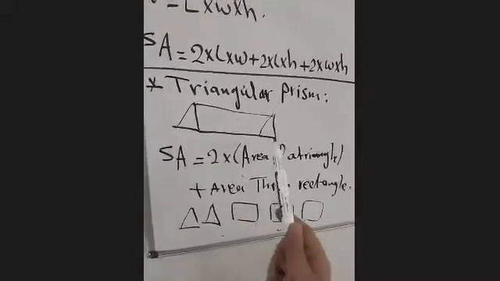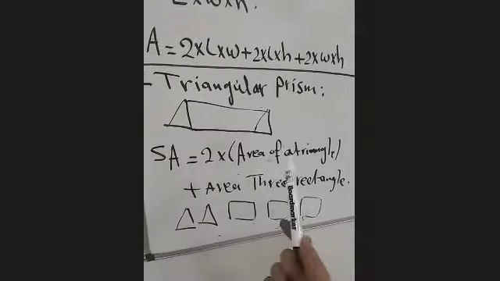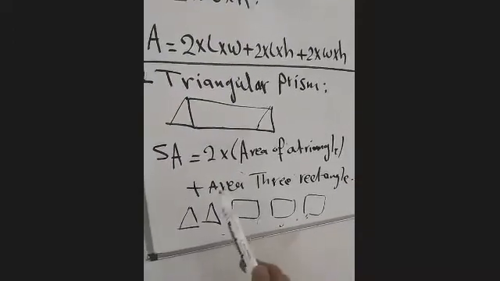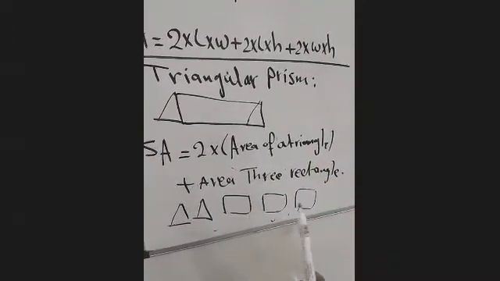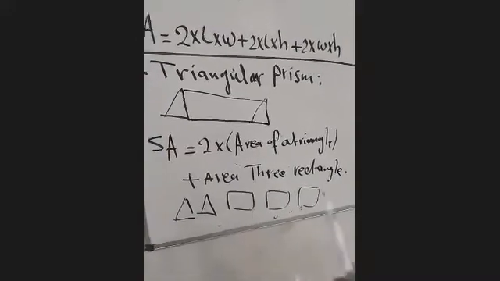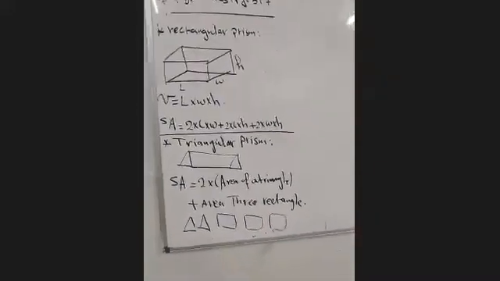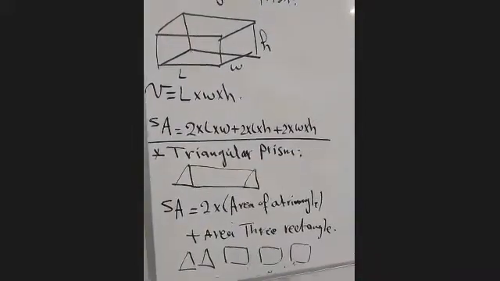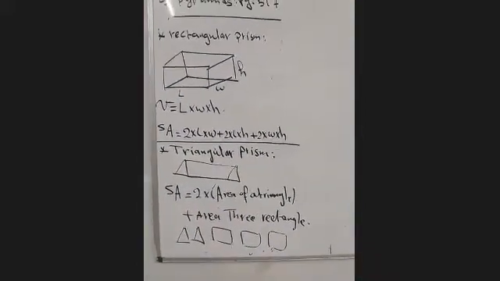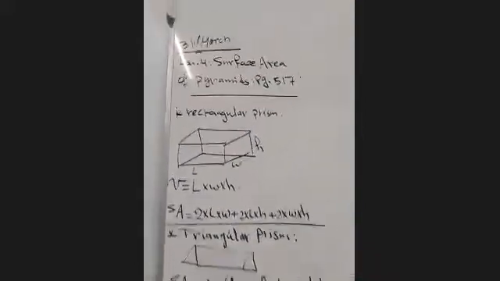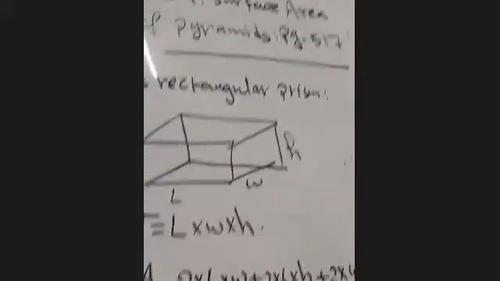So to find the surface area of the triangular prism, we found the area of one of the 2 triangles, then multiply by 2. Then we found the dimensions of the 3 rectangles and found the area of them one by one. This is what we took until now. Today we'll take something new, pyramids.